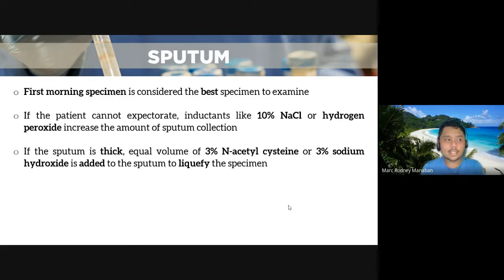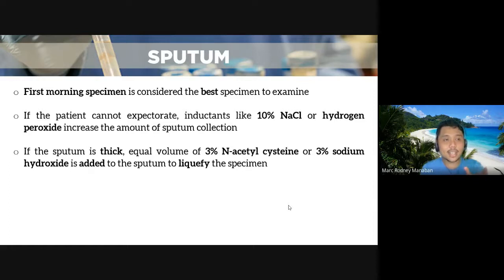Now, in your pretest, there was a question that this can be used as both a digestant and a decontaminant, our answer there is 3% NaOH. Supposed to be that was a question in Bacte, pero ako lang gi-appeal. Ang question kay kato, because if you can recall in your AFB processing, for liquefying sputum for AFB, the most commonly used reagent is a pair: 3% N-acetylcysteine and sodium hydroxide.